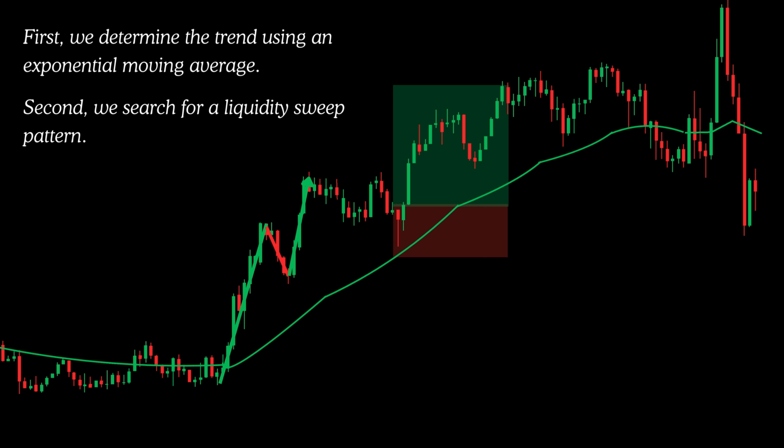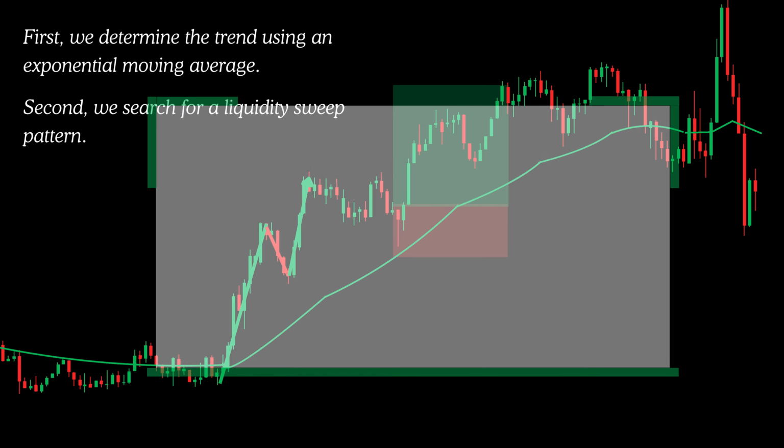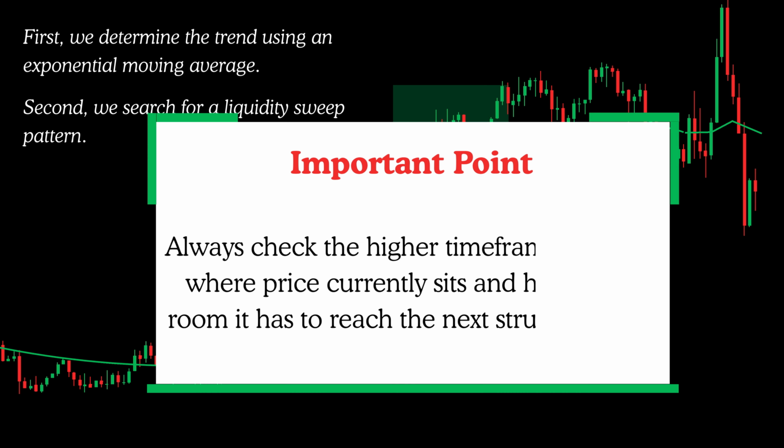You may also consider moving your trade to break even by closing half of your position once the price hits a 1 to 2 risk to reward target. Here's a critical tip. Always check the higher time frame to gauge where price currently sits and how much room it has to reach the next structure level.